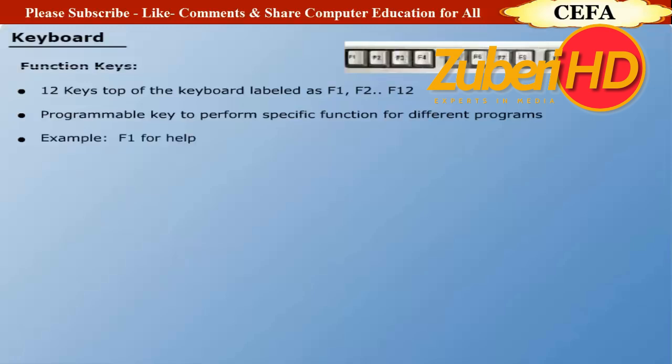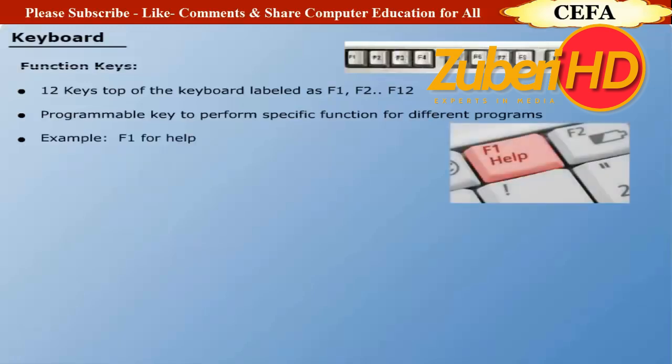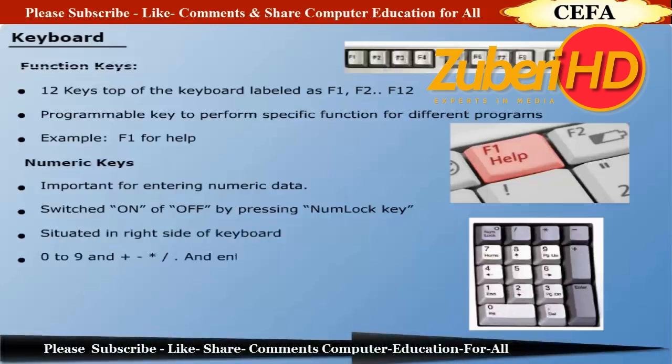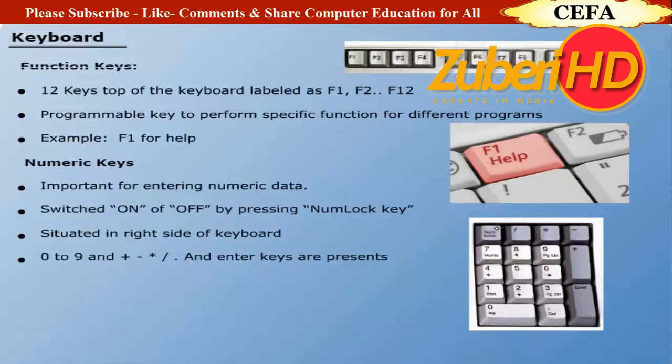Numeric keys. Numeric keypad is very important for entering numeric data. A numeric keypad is switched on and switched off by pressing the Num Lock key. It is mostly situated on the right side of the keyboard. 0 to 9 and plus, minus, asterisk, slash, and enter keys are present in such a keyboard. A numeric keypad can also be used for arrow keys and page up and down tasks, as mentioned on the keys.